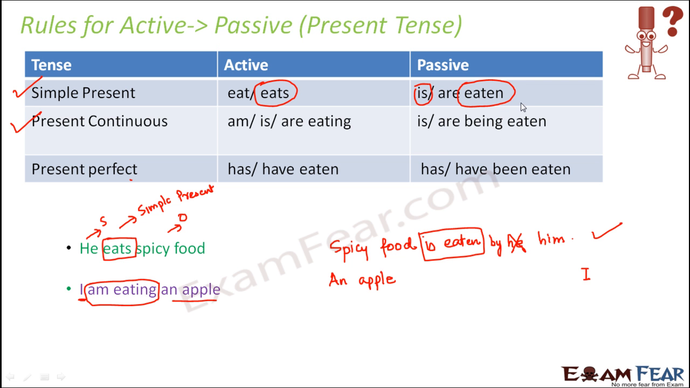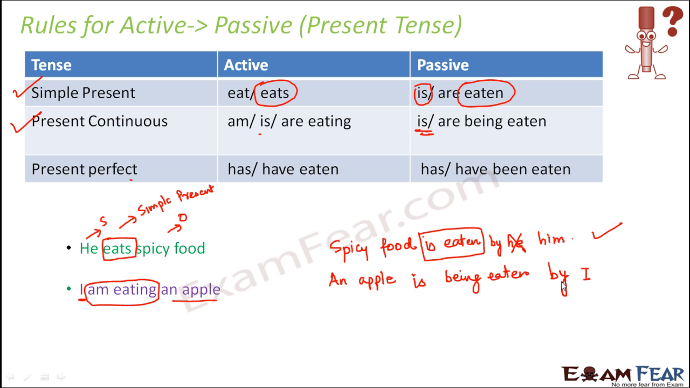So basically what is happening is, like if you see that it was eats. So eats got converted to eaten. Why? In the past participle form. That is eat, eat, eaten. Right? So it has got converted to the past participle form. So in this case, this will be an apple. Apple is singular. So this is. So an apple is being eaten. So am eating will get converted to is being eaten.